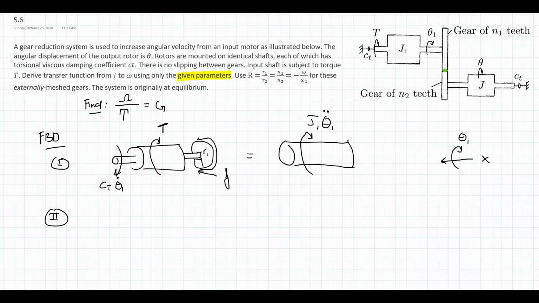Now I'm ready to move on to the lower rotor and draw its free body diagram. Right, so on the left side, I'm going to have that bottom gear. And then I have a shaft going over to that main rotor. That's going to go back. And then the back shaft there.